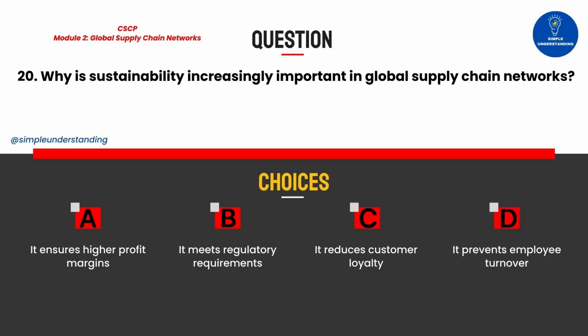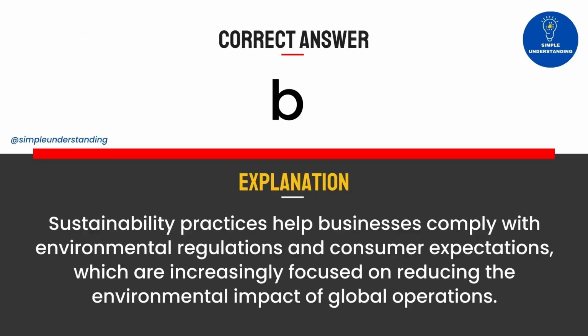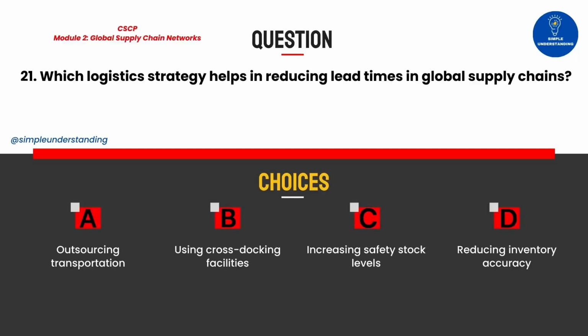A. It ensures higher profit margins. B. It meets regulatory requirements. C. It reduces customer loyalty. D. It prevents employee turnover. Correct answer: B. Explanation: Sustainability practices help businesses comply with environmental regulations and consumer expectations, which are increasingly focused on reducing the environmental impact of global operations. 21. Which logistics strategy helps in reducing lead times in global supply chains?